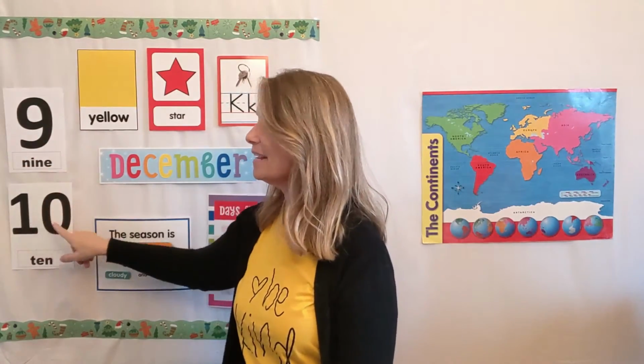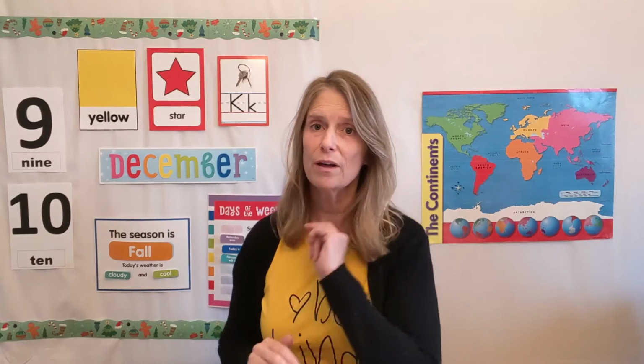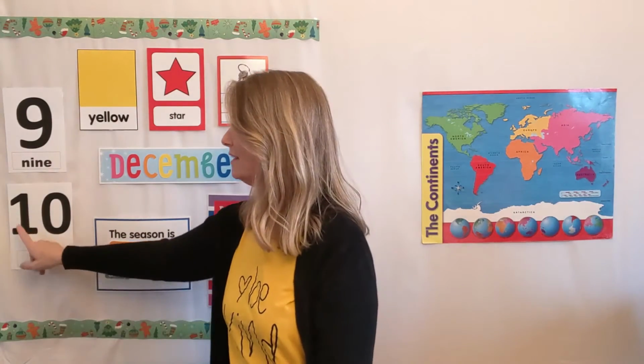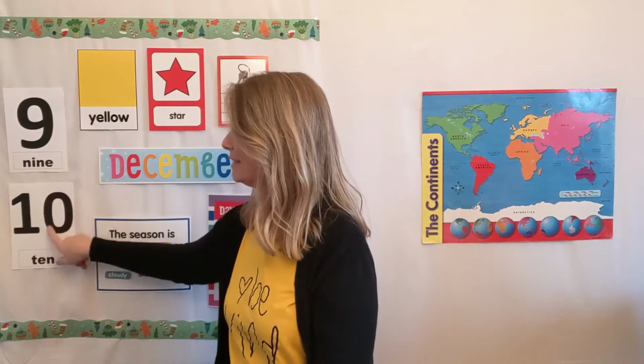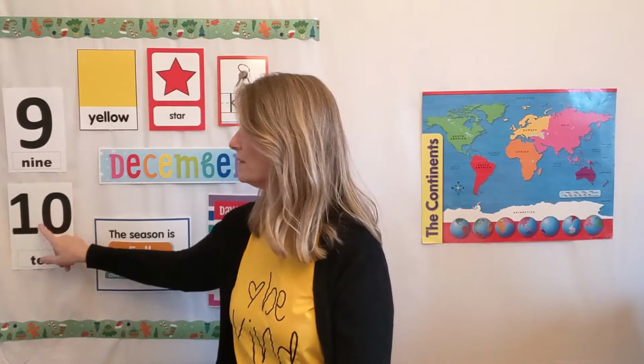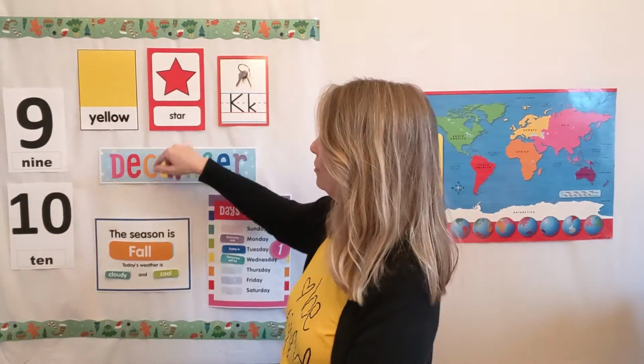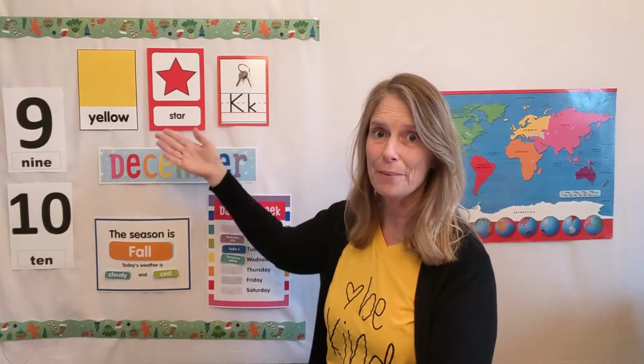A 10, it takes two numbers. We call that a double digit. It takes two numbers to make a 10. And every number that we talk about from here on will have two digits with it. A 10 is made up of a 1 and a 0 standing side by side with the 1 first. A 1 and a 0 side by side says 10. That's the word 10.